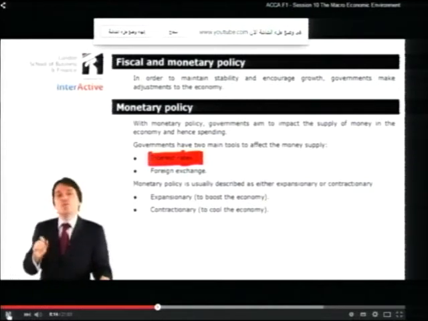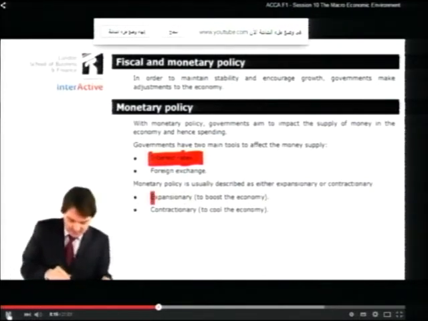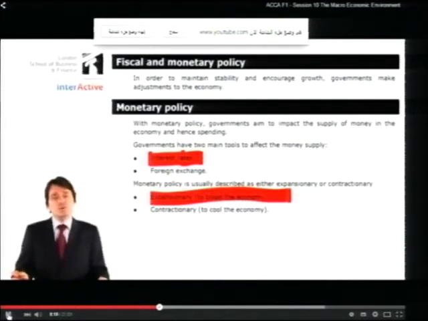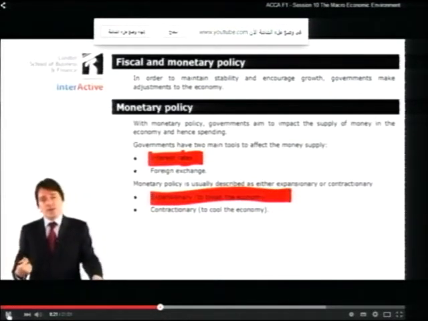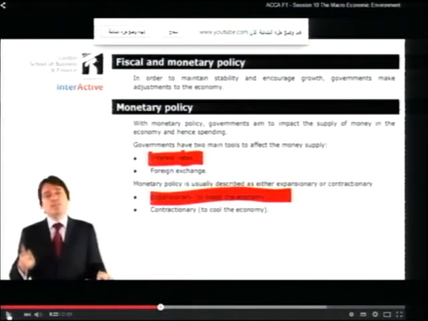Very, very broadly, you put interest rates down if you want to boost the economy. This is a very interesting observation. When we had the recession in 2008, most of the central banks reduced the interest rates because they wanted to boost the economy. And when we have economic developments or economic growth, in this case, we increase the interest rates.